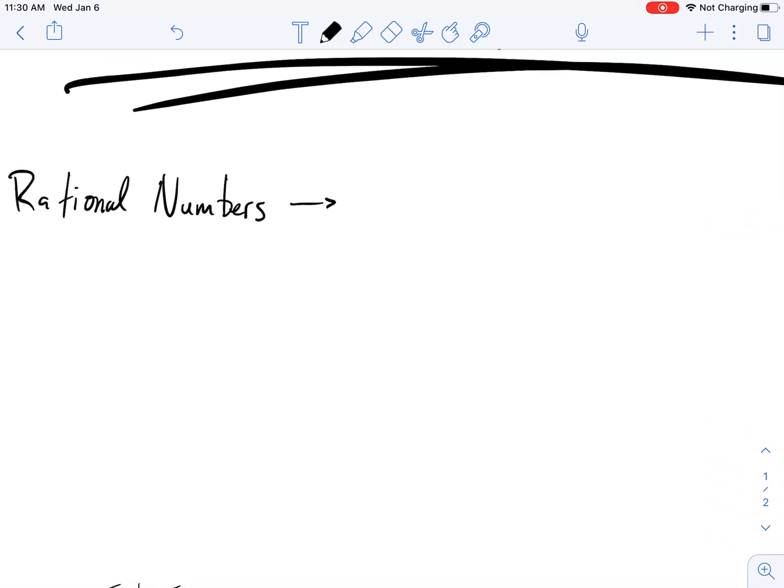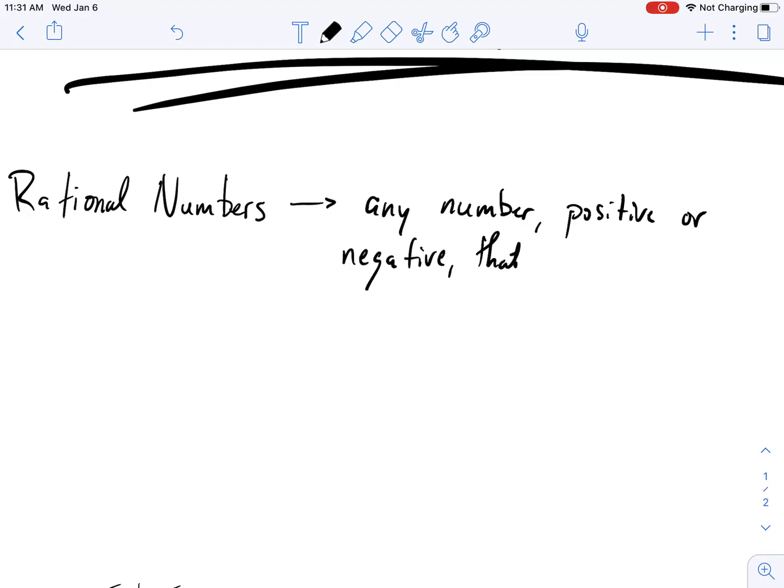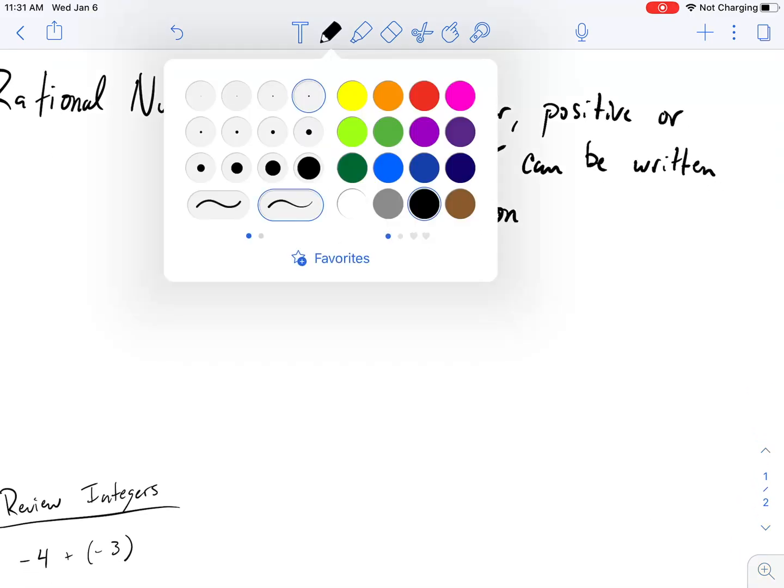Rational numbers are a pretty simple idea, but they're really hard to deal with. Edgenuity will give you a lot of different definitions, but the simplest, easiest definition is a rational number is any number, positive or negative, that can be written as a fraction. So let me say that again. It's any number, positive or negative, that can be written as a fraction.